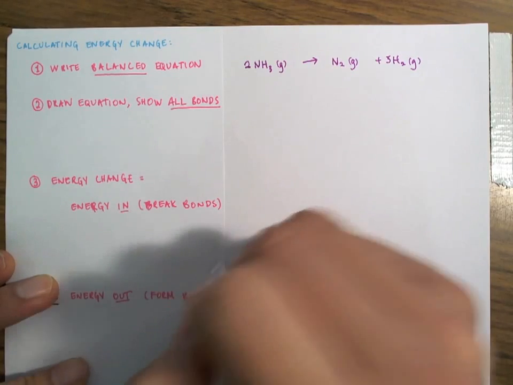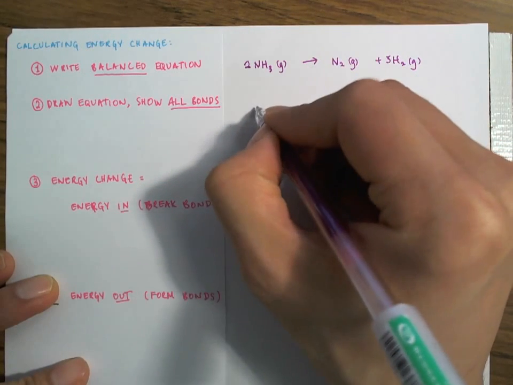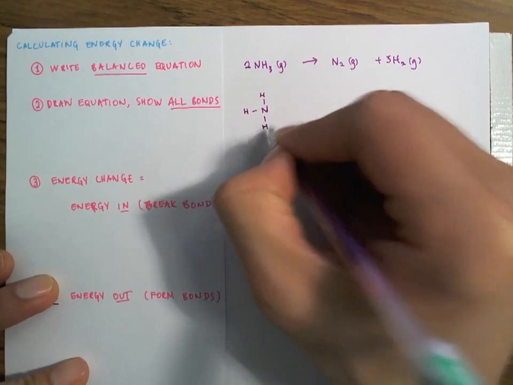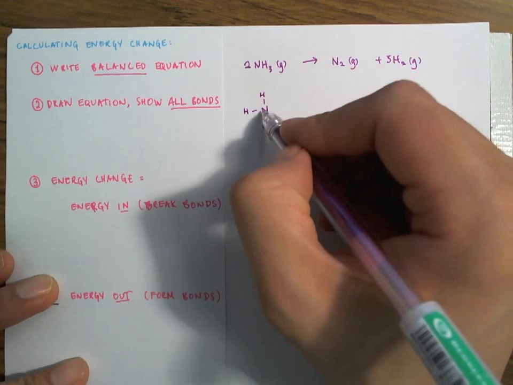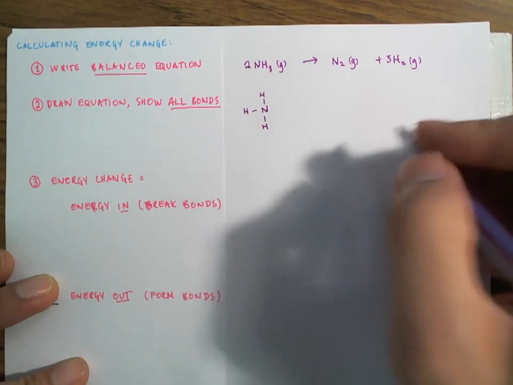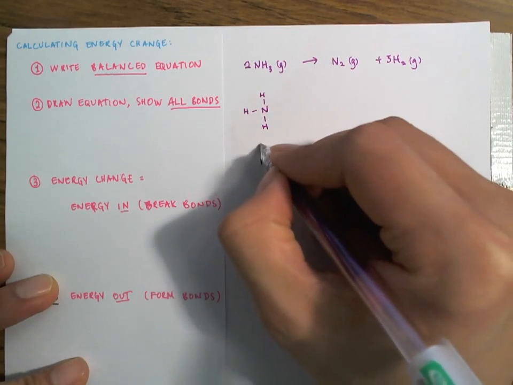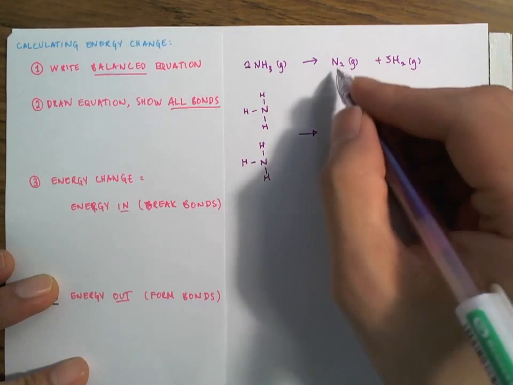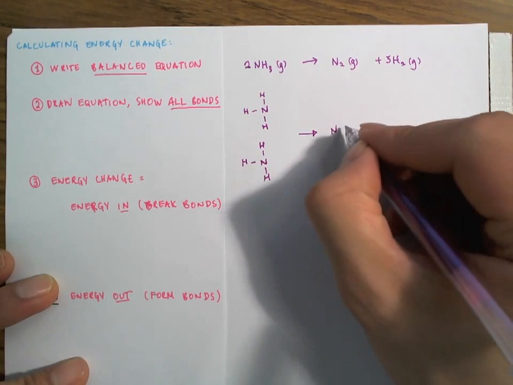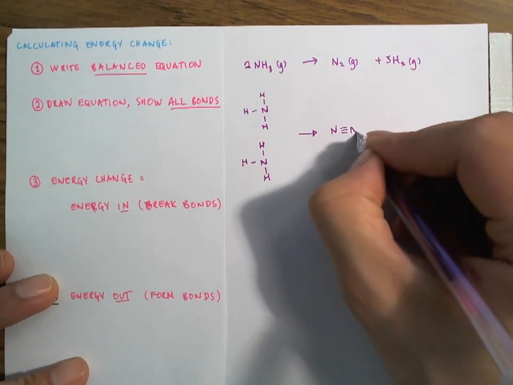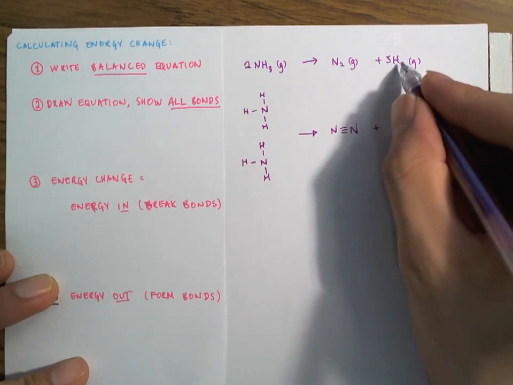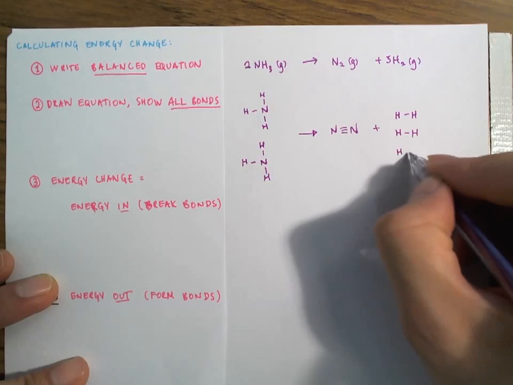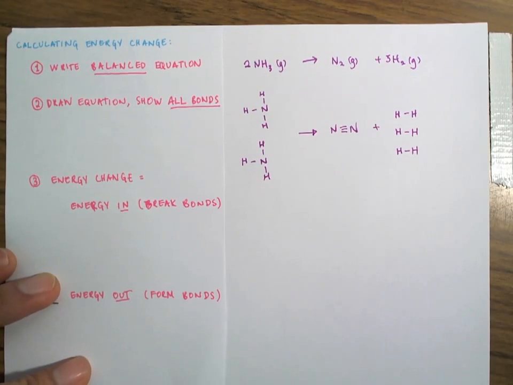Now I will show all bonds and draw them out. So I'm going to have 2 molecules of ammonia, and in each molecule of ammonia I have 1 nitrogen atom connected to 3 hydrogen atoms. So that's going to be 2 molecules of ammonia to form 1 molecule of nitrogen, and nitrogen has a triple bond in it. And I have 3 molecules of hydrogens, so I'll draw them all out like so.